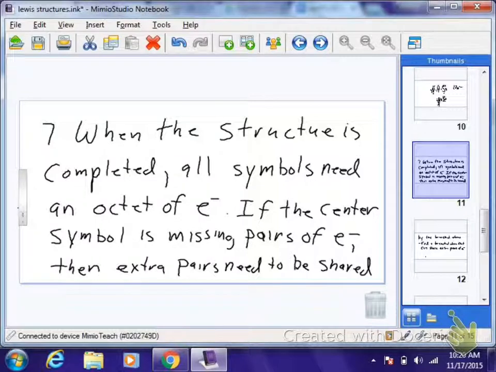So we reviewed steps 1 through 6. I showed you how to do it when they're all single bonds. Now we've got double bonds. Double bonds and triple bonds we're going to have to form. And so I need to show you how that's going to work with these Lewis dot structures.